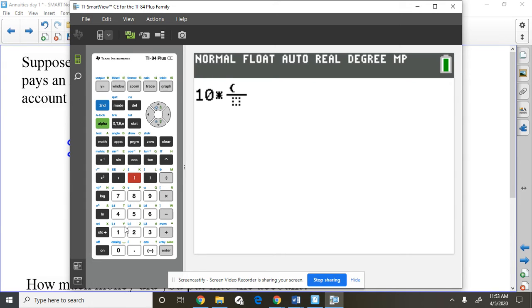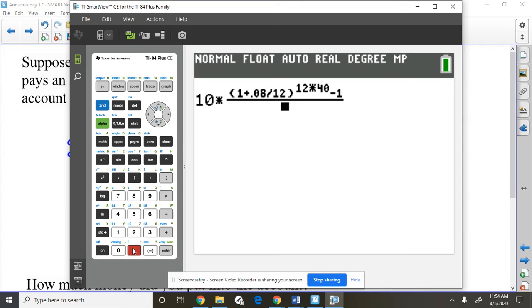Then I'm going to type everything I have into the numerator. 1 plus 0.08 over 12, all raised to the 12 times 40. And don't forget the minus 1 that's in the numerator. Sometimes that's an easy mistake that people make.